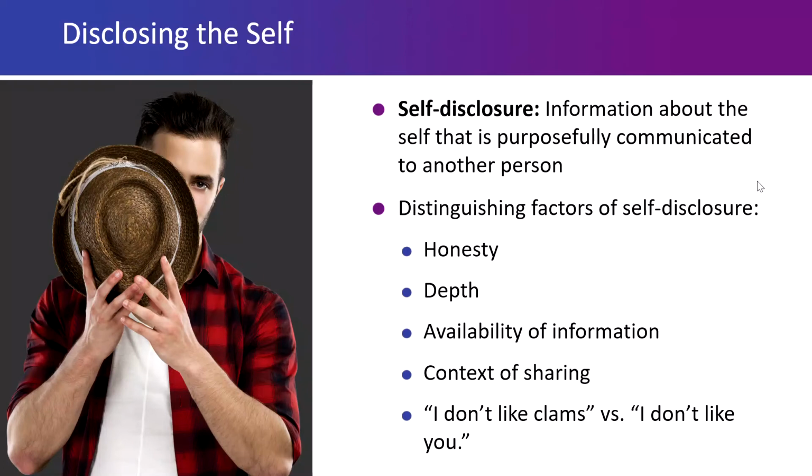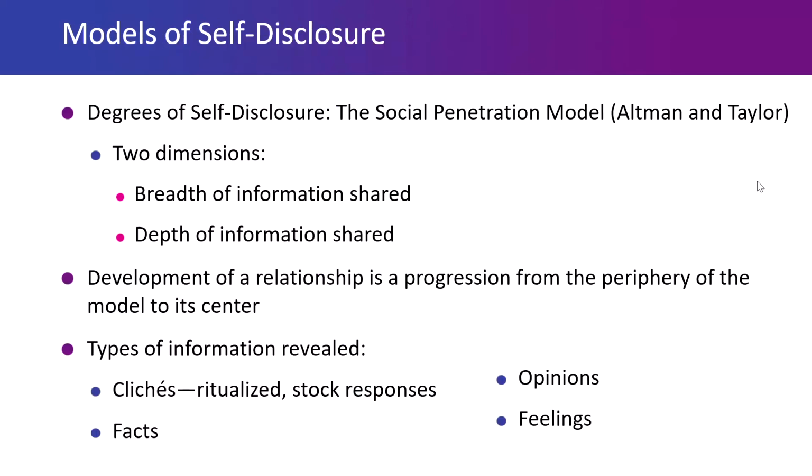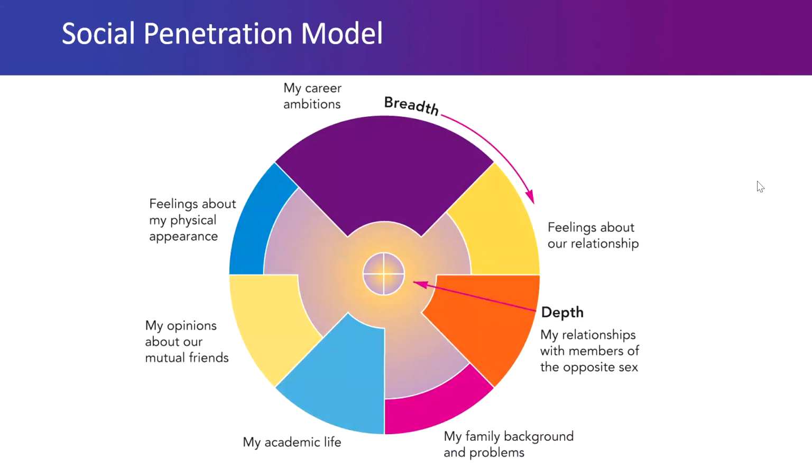Okay, so we're going to look at two models of self-disclosure. The first one is called the social penetration model that Altman and Taylor designed. And what I'm going to do is I'm going to go to the next slide. Well, okay, and then I'll bounce back again. Okay, so there are two dimensions that they look at here, and one is the breadth of what you're disclosing, and that's like the range.